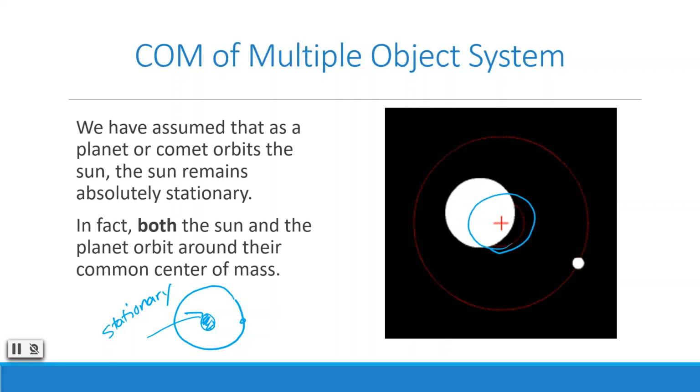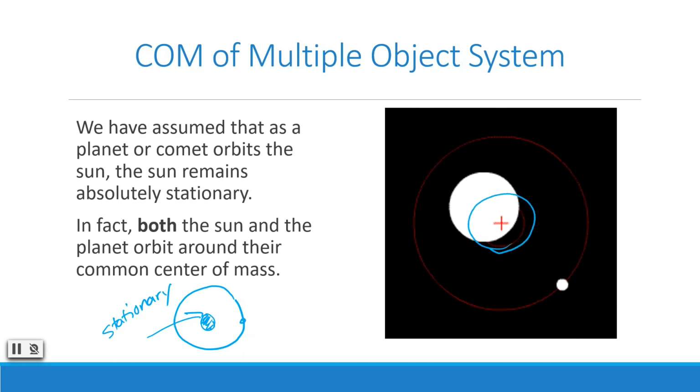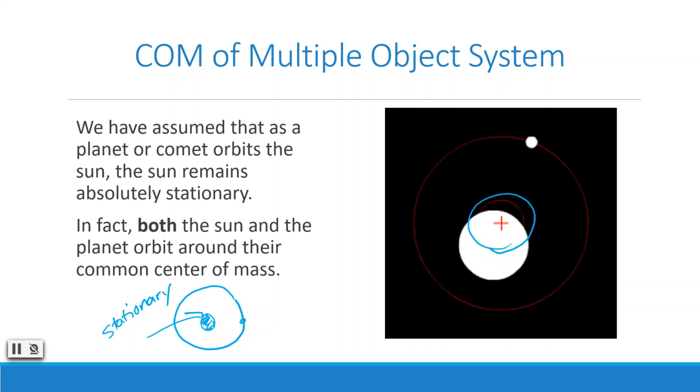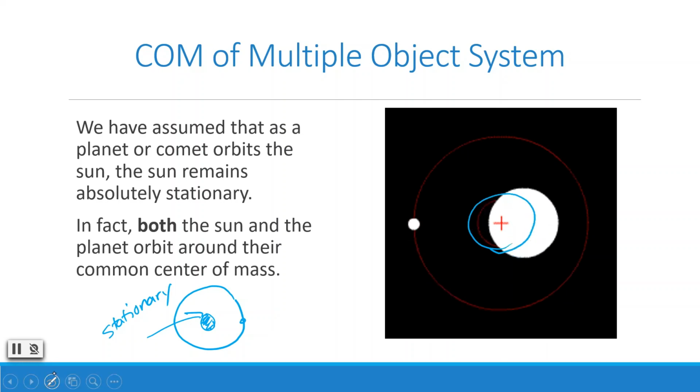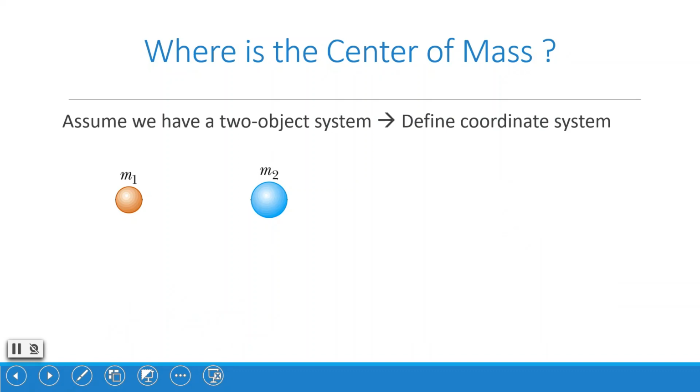Now, if you have binary star systems, it's a little more obvious that they are both rotating around a center that's in between them, and that's because the masses of the two objects are more similar. So you could find that center of mass, and they're both going to orbit that center of mass.